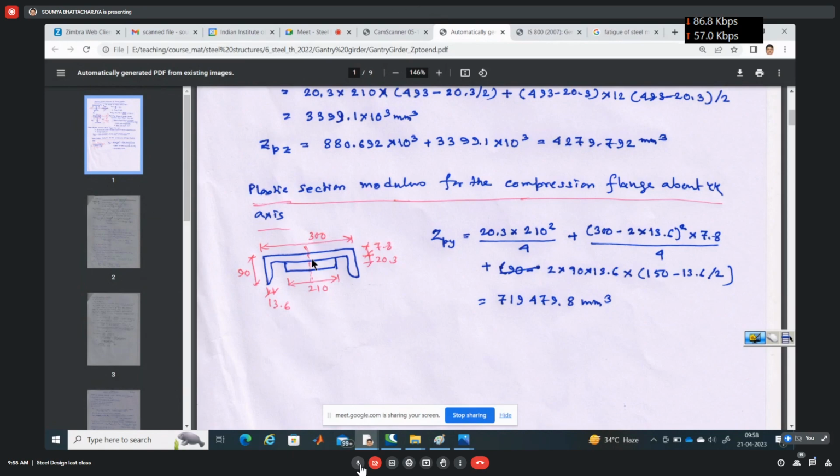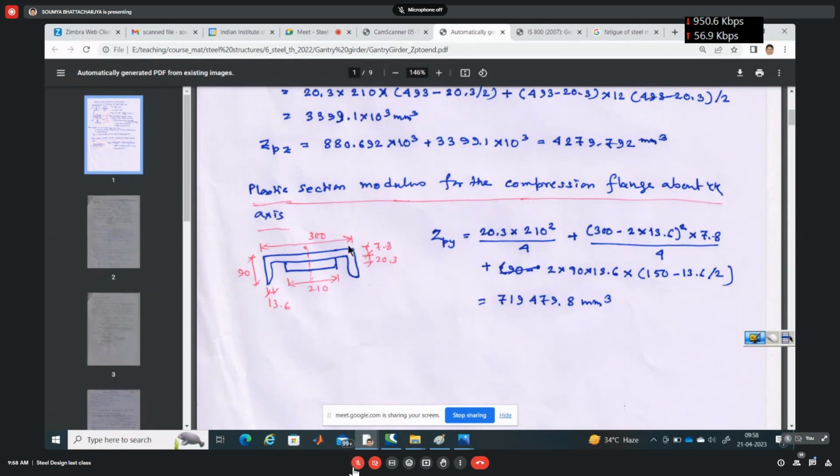Yes, sir. And sir, generally it is adopted that we should multiply it by 1.6. No, that is what we do for channel section. In channel section, when it is used for purlin, we have seen that the shape factor about y-axis for channel section is always 1.6. So then we can do it.